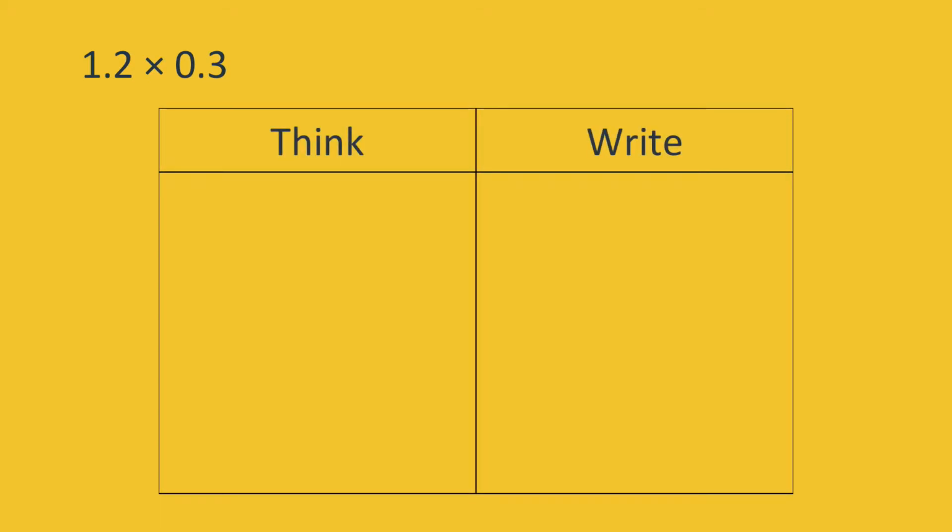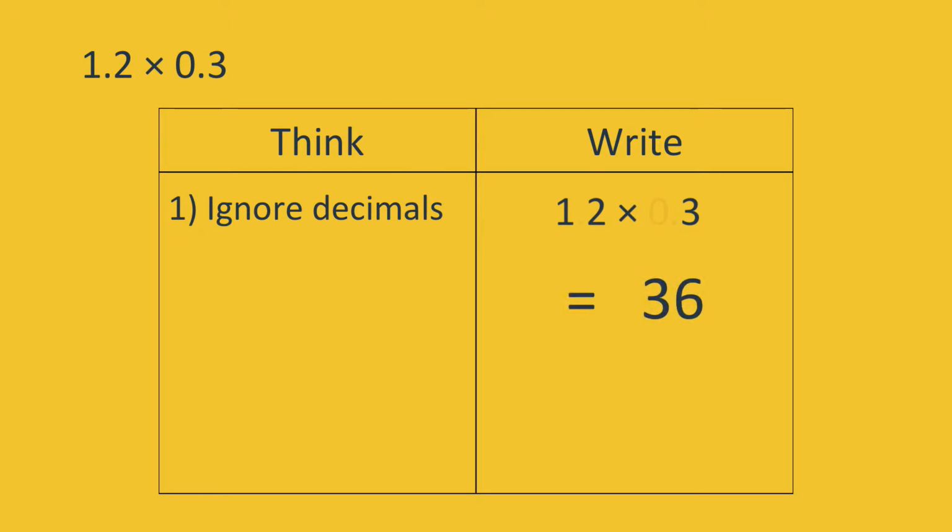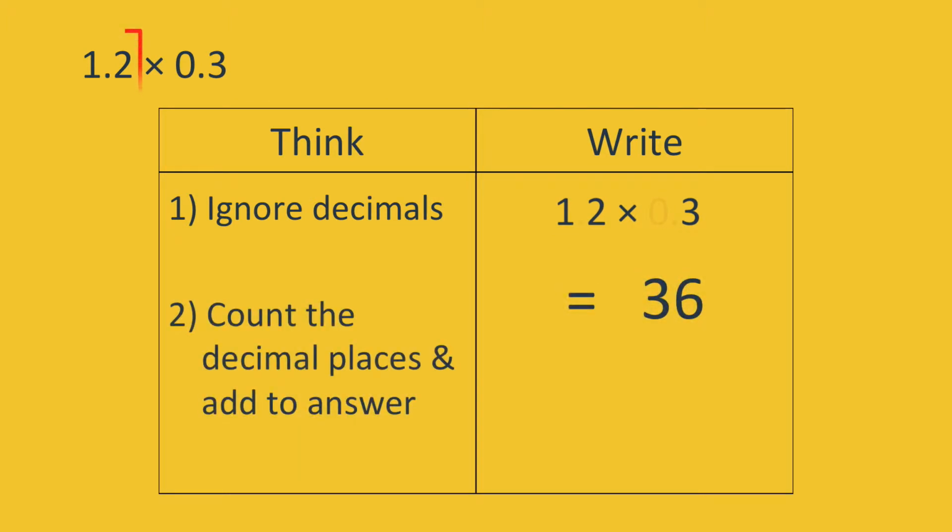1.2 multiplied by 0.3. The first thing we do is ignore the decimals in the problem. 12 multiplied by 3 is 36. Then we count how many decimal places are in the two numbers in the problem and then insert the decimal place so that the answer has as many decimal places as the two original numbers had combined. Here are some more examples.